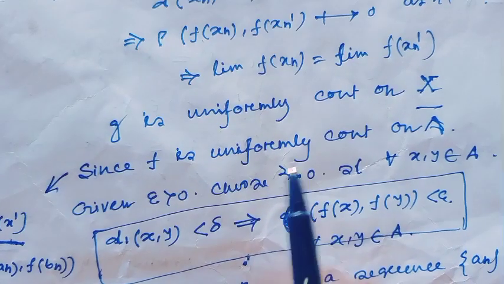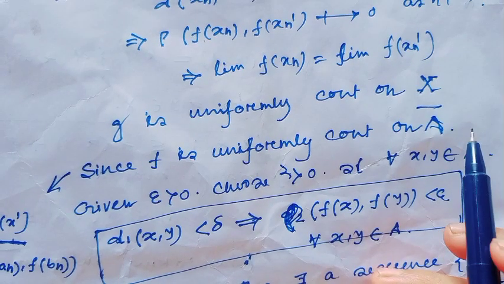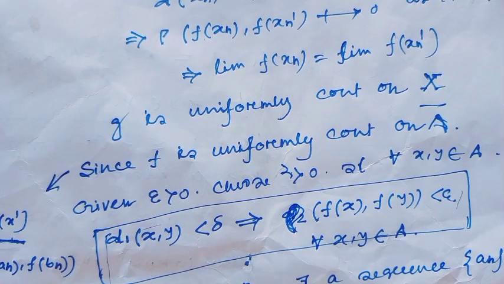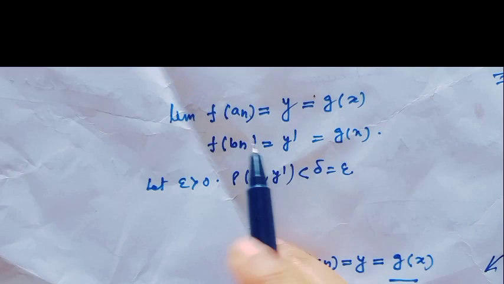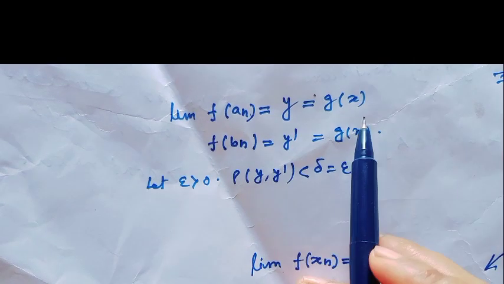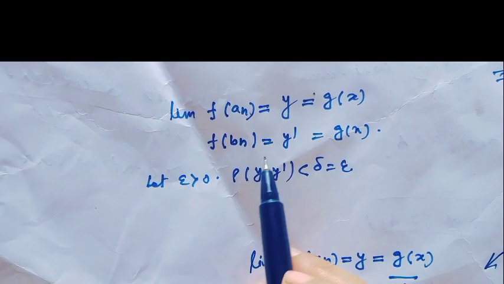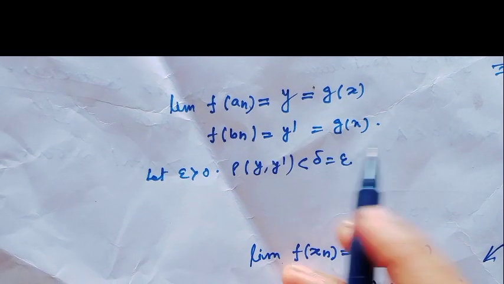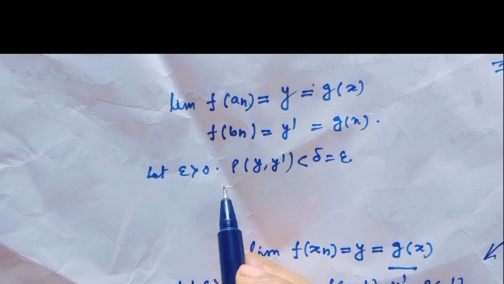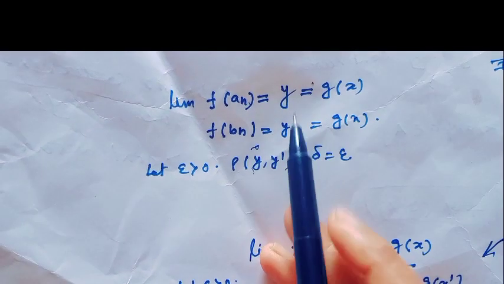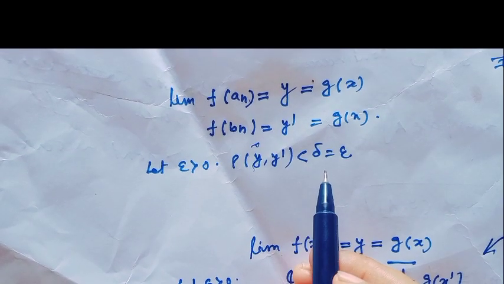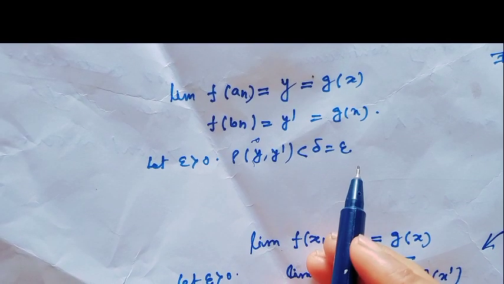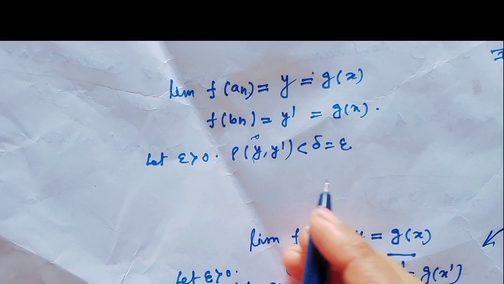Since we have to prove g is uniformly continuous on the set X, actually we have to prove this inequality. For this, f of an equals y, which is actually equal to g of a, and f of bn equals y dash, which is equal to g of b. Then consider epsilon greater than 0 and the distance between y and y dash less than delta, and consider this delta distance is actually equal to epsilon.